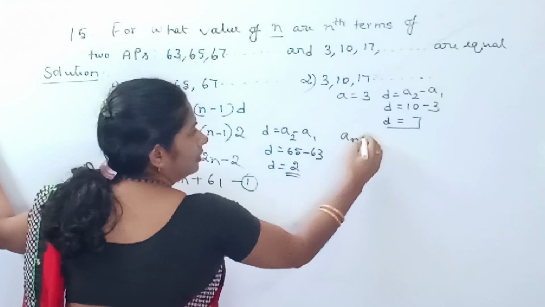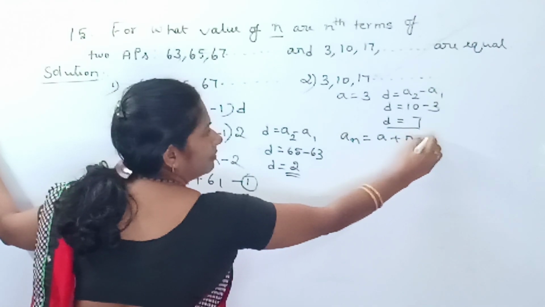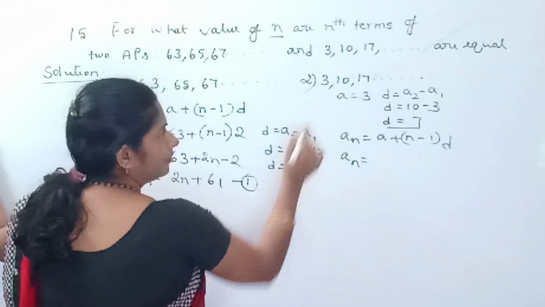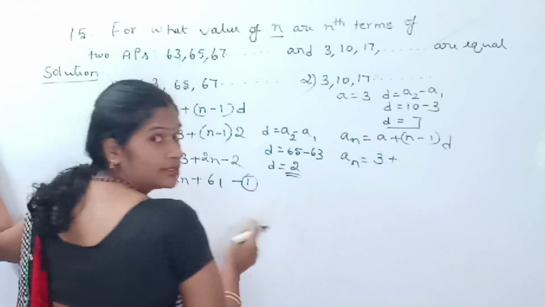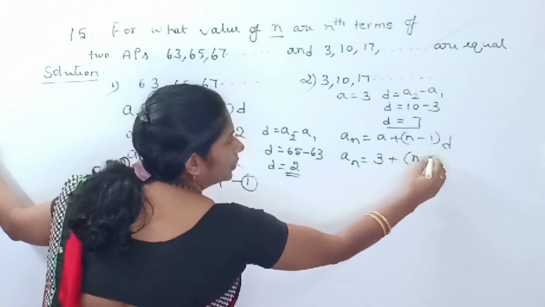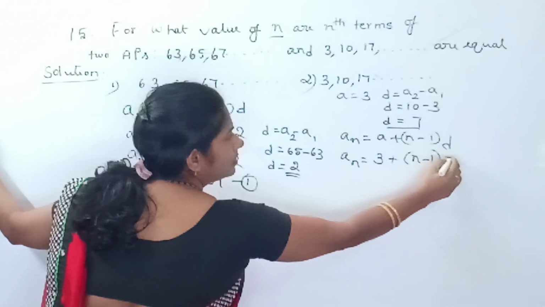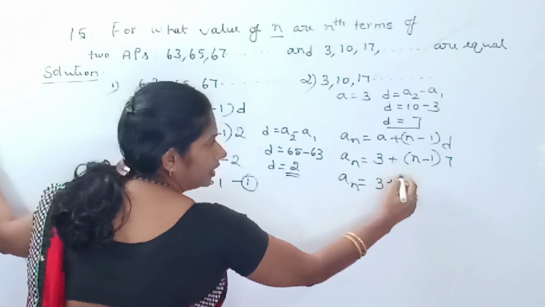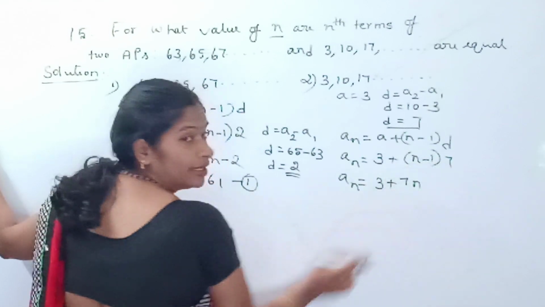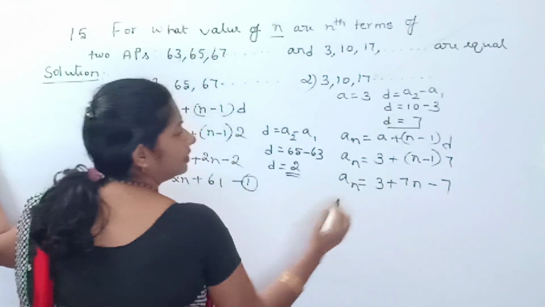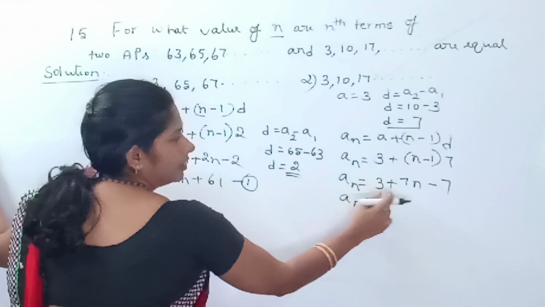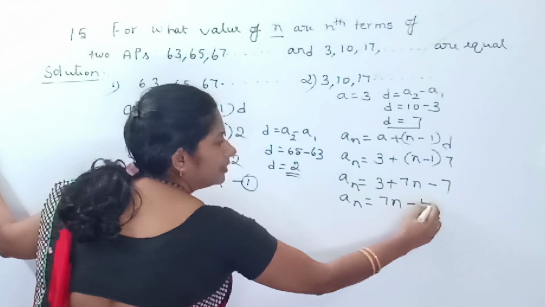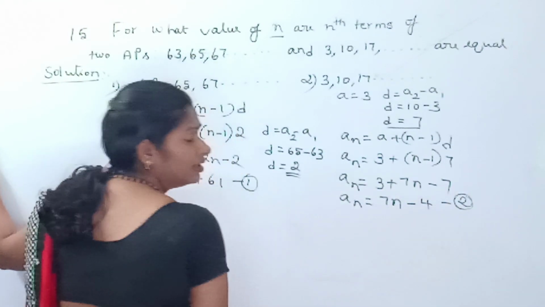Now write the formula. An equal to A plus n minus 1 into D. An value of second AP is, A value is 3 plus n minus 1, D value is 7. So an value is 3 plus 7 into n, 7n. 7 into minus 1, it is minus 7. So an value is 7n, let me write first, children, 3 minus 7, it is minus 4. Now you call that equation 2.